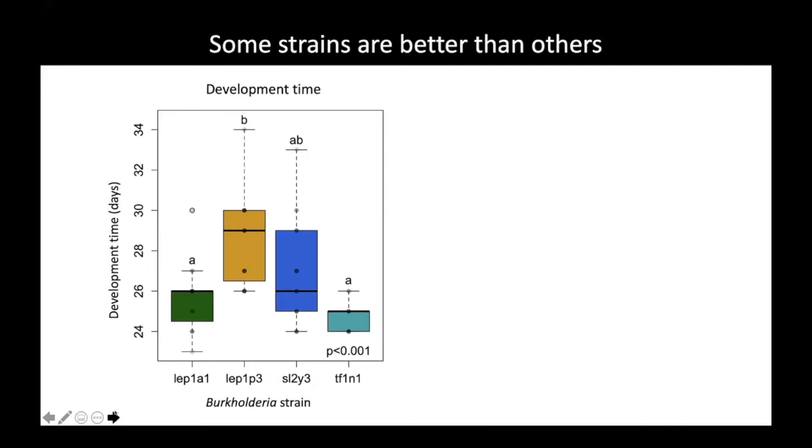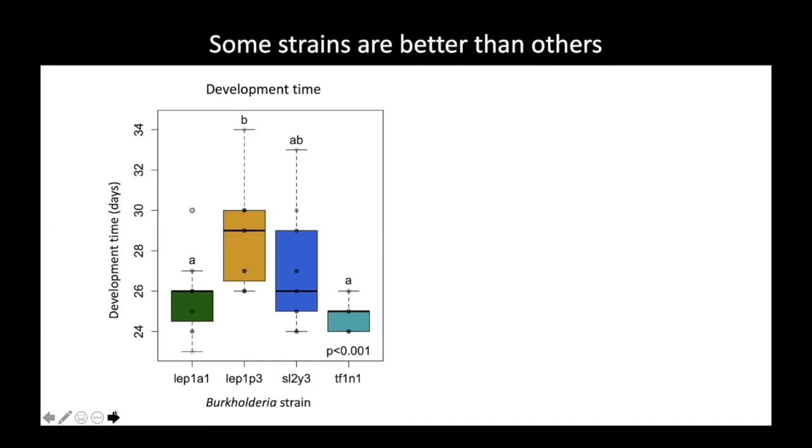So generally, we assume that faster development is better for the insects. The faster you can reach adulthood and start reproducing, the more likely it is that you will be successful and you won't get eaten. So if that is true, which we assume that it is, then this yellow strain, LEP1P3, is the least beneficial for the insect. And I should mention that if you rear the insect without any Burkholderia, it does far, far worse. It can barely even reach adulthood at all, and it takes a very, very long time, something like 50 days to reach adulthood. So any kind of Burkholderia is better than nothing, but there is variation in how good different strains of Burkholderia are for the host insect.